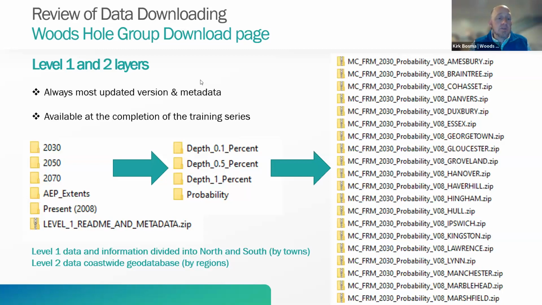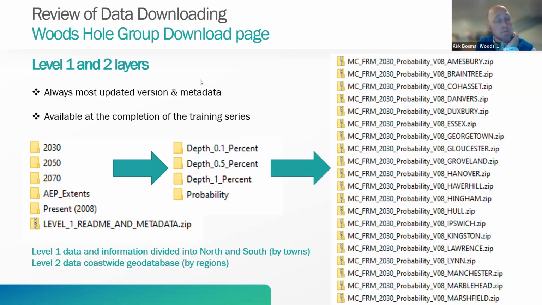Level 2 data, you would just download the entire coast-wide geodatabase. It will include all the regions, and then you can open that up in ArcGIS and/or any GIS tool that you might use, and look at and get your individual region data.